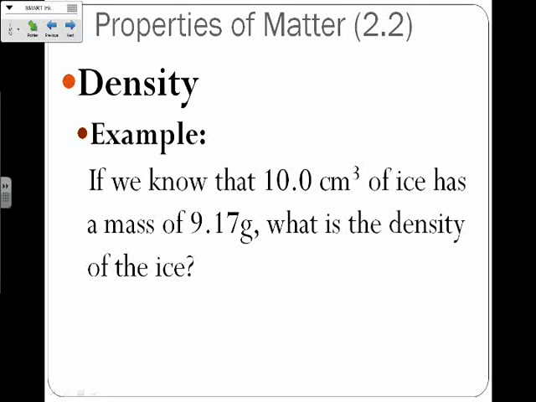Okay, let's go ahead and write out our steps here on this page. So our step number 1 is to write out the variables. And so we know we're doing density, so we're going to have D equals, and then we're going to have M equals, and we're going to have V equals, okay? Now, what does it ask us to find? It asks us to find the density, so I'm actually going to come over here and put a question mark, because we don't know what that is. But it does give us the mass. It says the mass is 9.17 grams. And it tells us the volume, and it says it's 10 centimeters cubed.